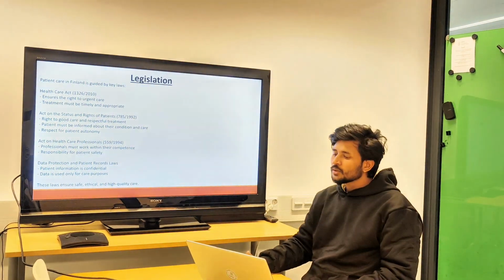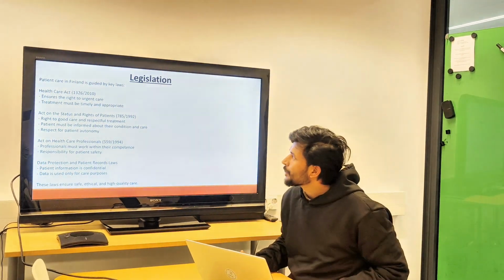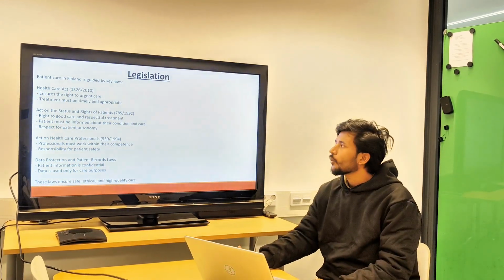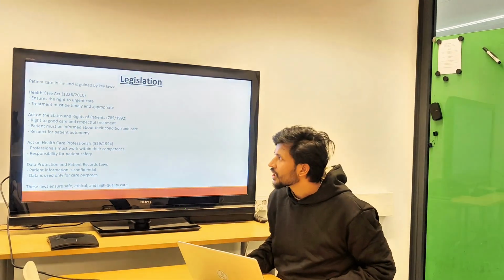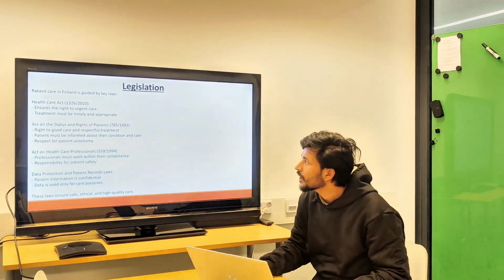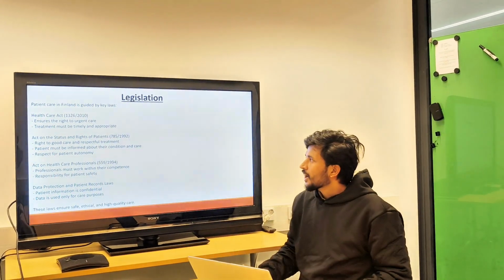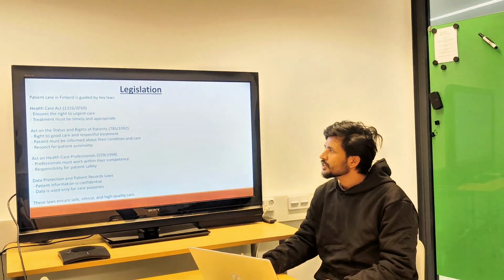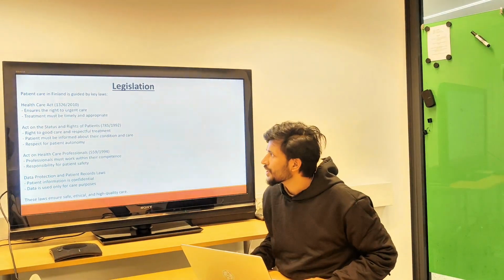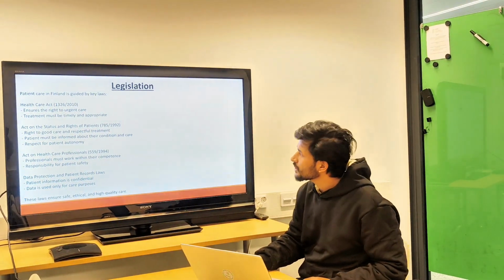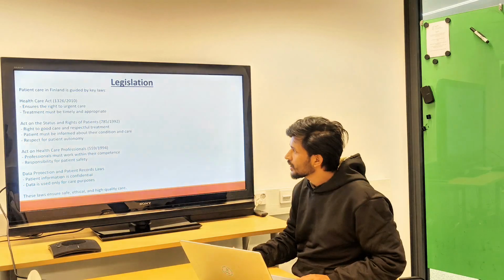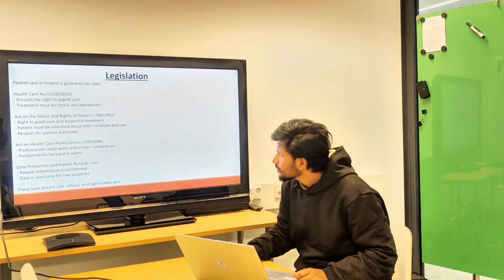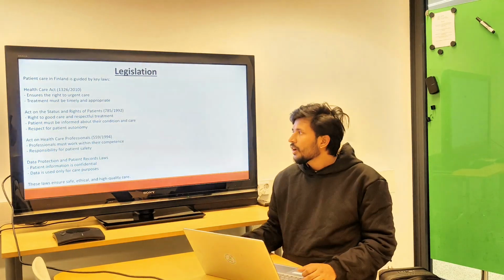And so talking about the legislation, patient care in Finland is guided by key laws. There are some laws we have to follow during patient care in Finland. So talking about the Healthcare Act 1326/2010, it ensures the right to urgent care, and treatment must be timely and appropriate. And the Act on the Status and Rights of Patients, which was made in 1992.